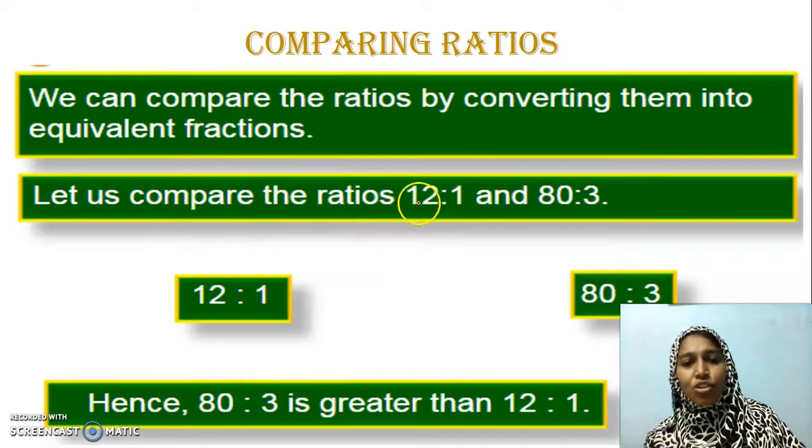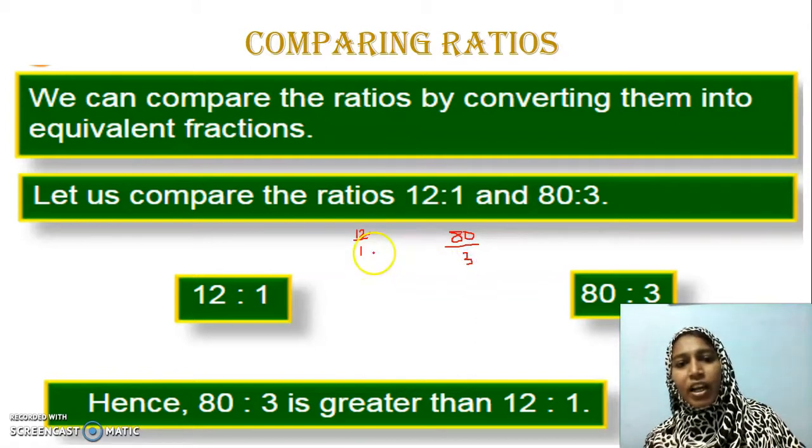Let us compare the ratio 12:1 and 80:3. Now I can write 12:1 as 12 by 1 and 80:3 as 80 by 3. I have to convert them into equivalent fractions. How will I convert it? I should have the same denominator. So the LCM is 3. If I multiply by 3 in the first fraction 12 by 1, I will get 36. Isn't it? Here I already have 3, so I don't need to multiply with any number. It means I am multiplying by 1.